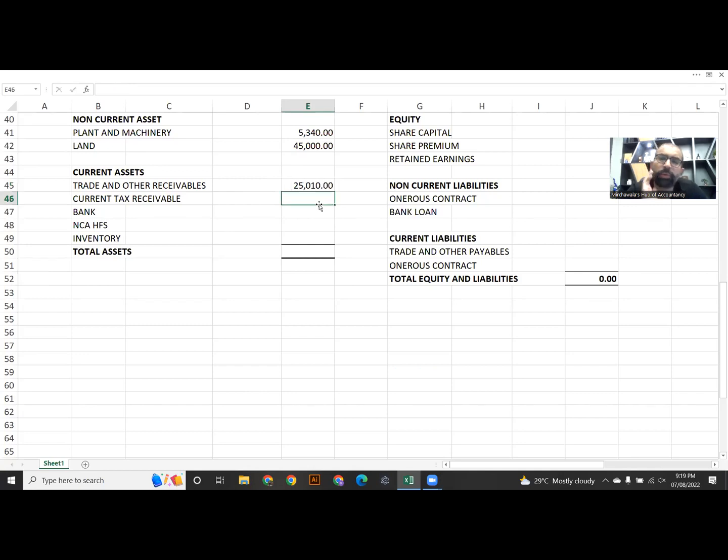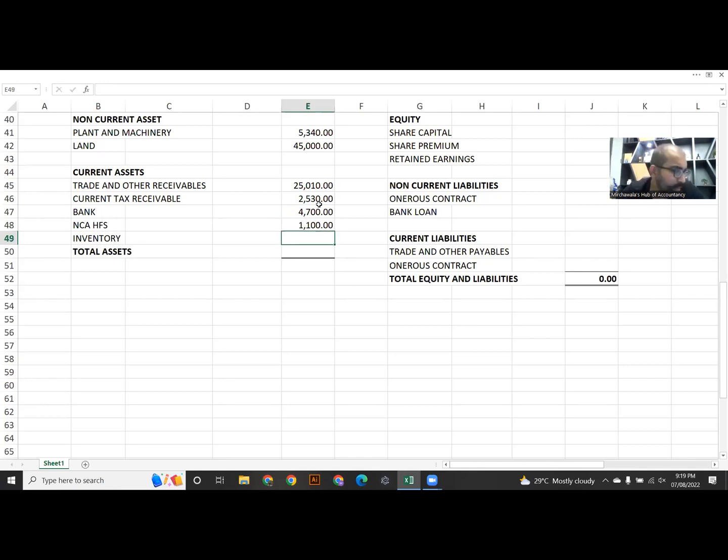Now, remember I told you about the current tax receivable. This time tax is not a liability, this time tax is receivable. So how much was the tax receivable? It was 2530. Then you have a bank balance in the question as well. Go and check in the trial balance. It is on the debit side. You have a bank balance of 4700. Then remember, non-current asset held for sale goes in the current asset section. In this question, it was 1100.